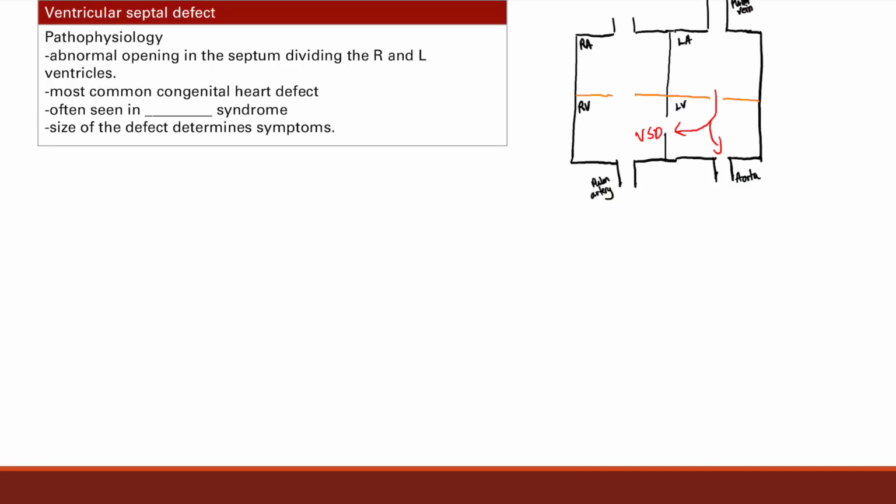So the next one we're going to talk about is a ventricular septal defect. And this is the abnormal opening in the septum dividing the left and the right ventricle. It's basically the same idea as the ASD, except this is in the area between the two ventricles. This is the most common congenital heart defect overall. Remember, we said what was the most common cyanotic heart defect? Remember, cyanotic was the right to left shunt. That was the tetralogy of Fallot. But overall, out of all the septal defects, whether they're acyanotic or cyanotic, this is the most common one.